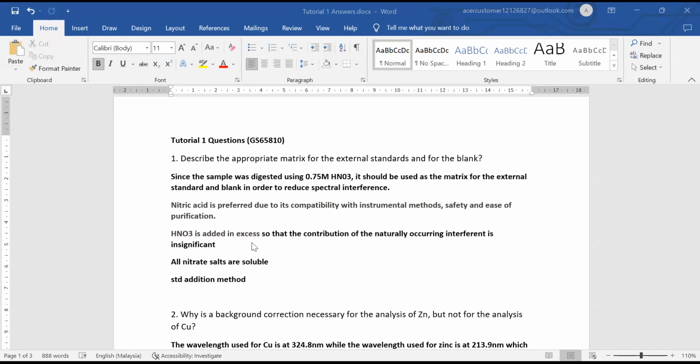Nitric acid is added in excess so that the contribution of the naturally occurring interferent is insignificant. And nitric acid is also chosen because all nitrate salts are soluble. And the method that is used to carry out this experiment is the standard addition method. Okay.